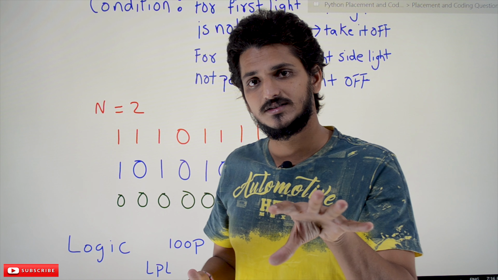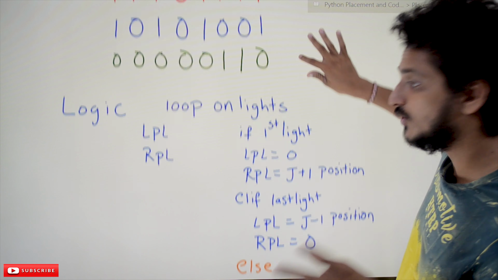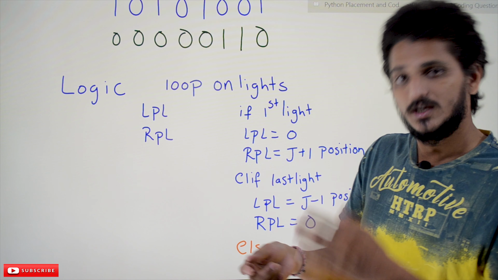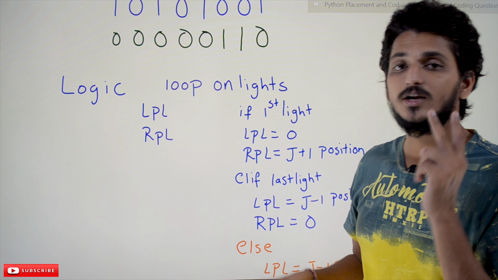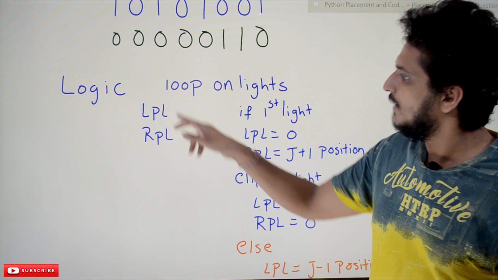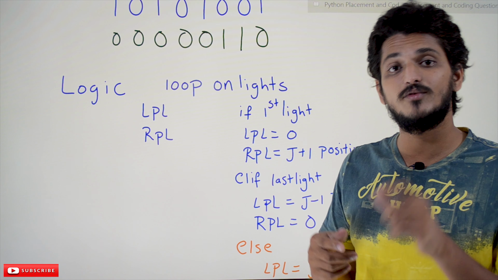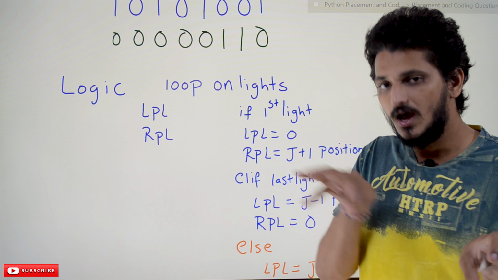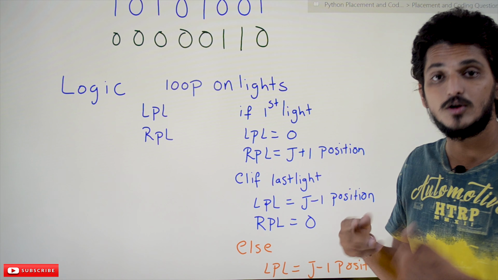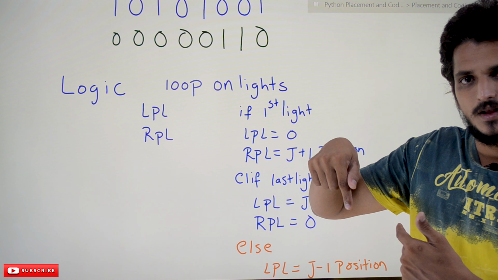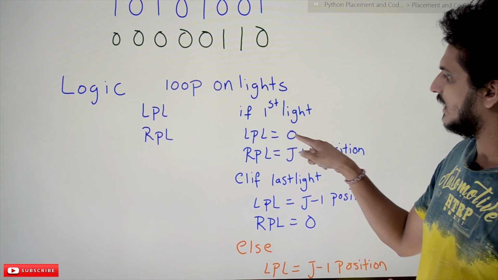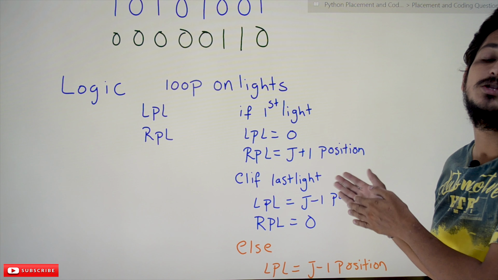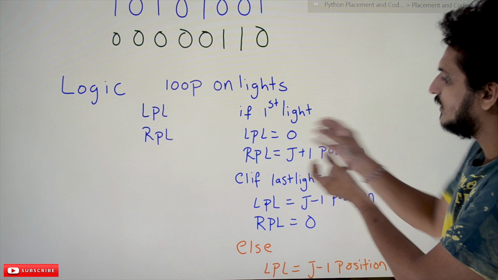And what are the conditions? Let's check the conditions. We are taking 2 variables. We loop over the lights; the number of lights is 8, so we have to loop 8 times. Left position light and right position light are the 2 variables. Each time we are in the loop, based on these 2 values, we have to decide whether to take it as on or off. So we always check the left position light and right position light. If you are in the position of the first light, the left position light will be 0, by default. The right position light will be the j plus 1th position light, whatever value is there.